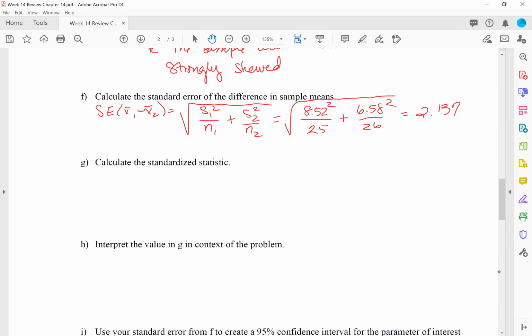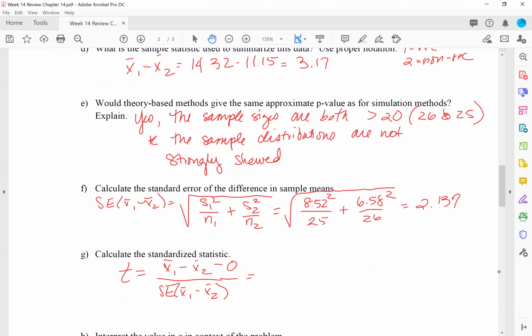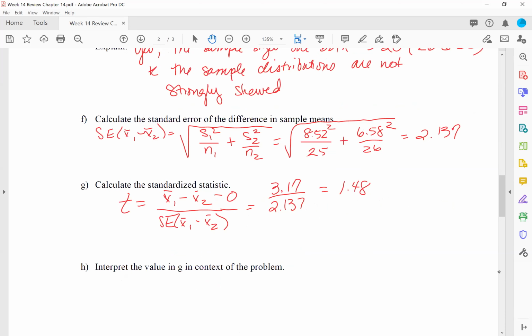All right, so now we're going to calculate that standardized statistic. So we're going to take our difference in means, which we found up above. I can write minus 0. Obviously, that's not really necessary because mathematically it's not doing anything, right? And then I'm going to divide by that standard error we just calculated. So my difference in sample means I have up here as 3.17. And now I'm dividing that value by 2.137. And that's 1.48.